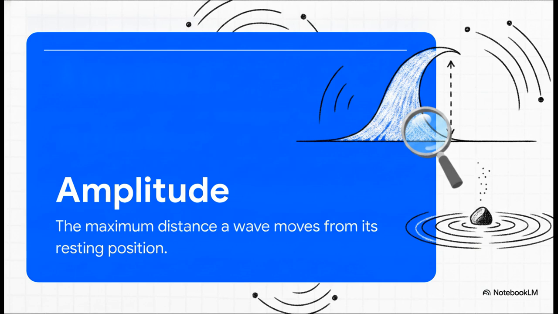Picture a completely still, perfectly flat pool of water. That flat surface, that's the resting position. Now, imagine you drop a rock right in the middle, and a wave rises up. The distance from that flat resting position to the very top crest of the wave, that height is the amplitude. It's essentially a measure of the wave's overall intensity.